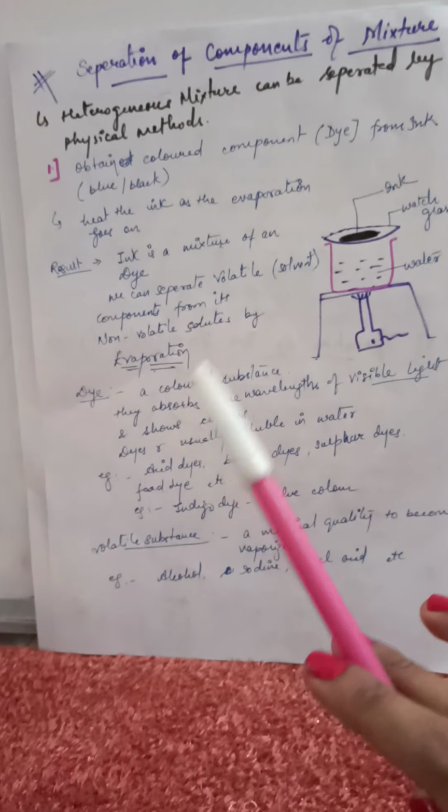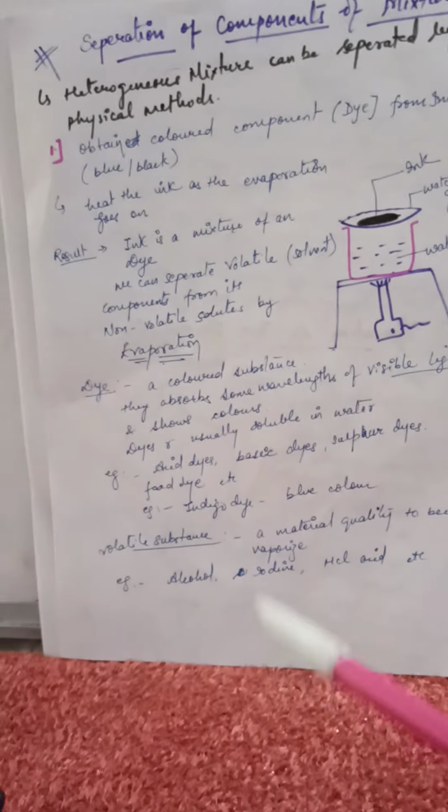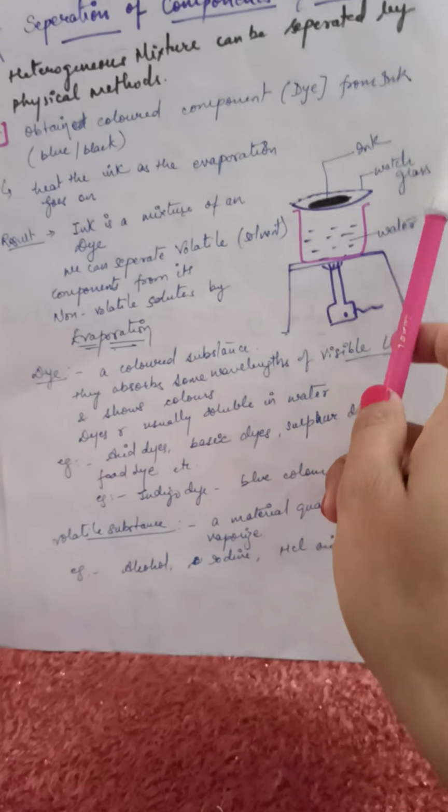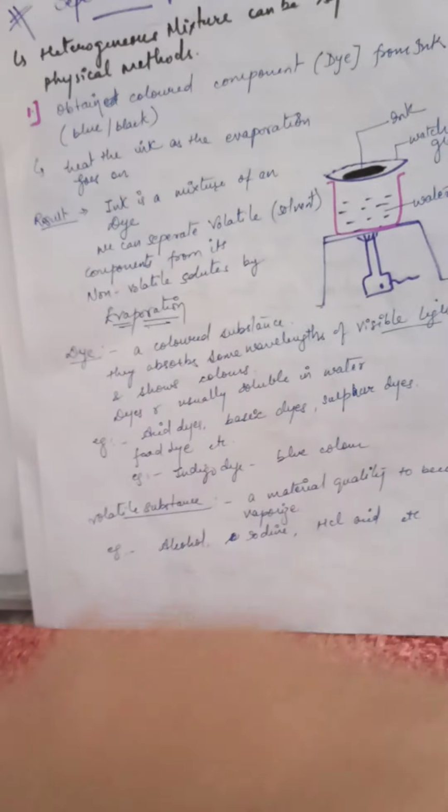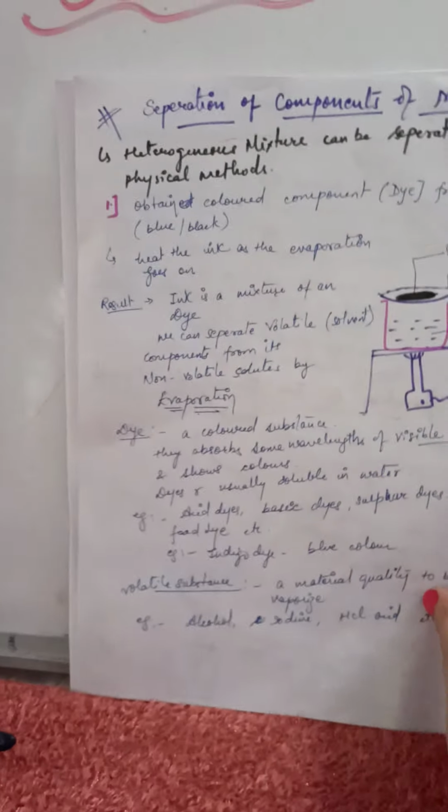So what is the result? We can easily separate the components present in the mixture ink, that is dye and water. So this first process is clear.